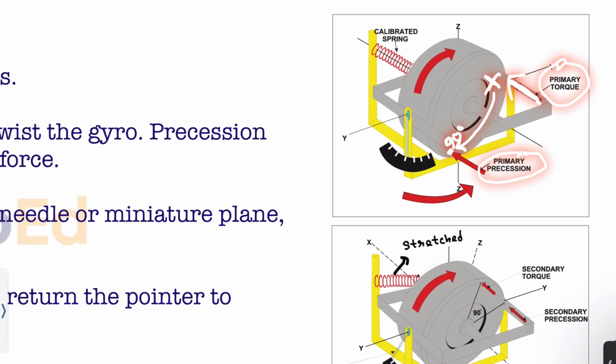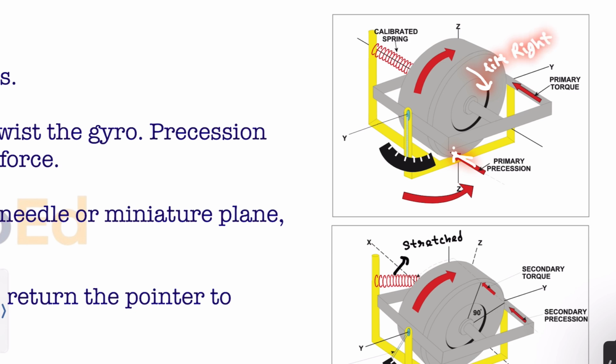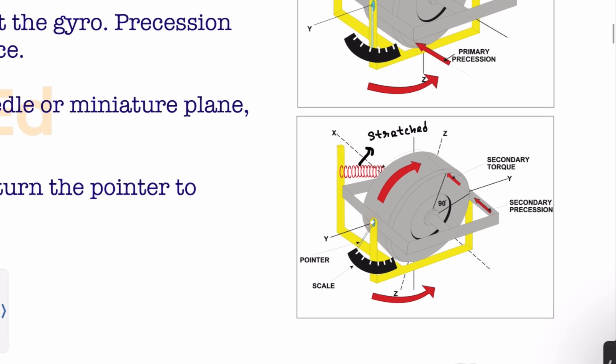So what will this cause? As the force is applied here, this will cause the gyro to tilt. As the gyro tilts, you can see the gyro is also connected with the needle. So as the gyro is tilted towards the right, the needle will go towards the left, as you can see, which indicates the rate at which the aircraft is turning, and also the direction in which the aircraft is turning.